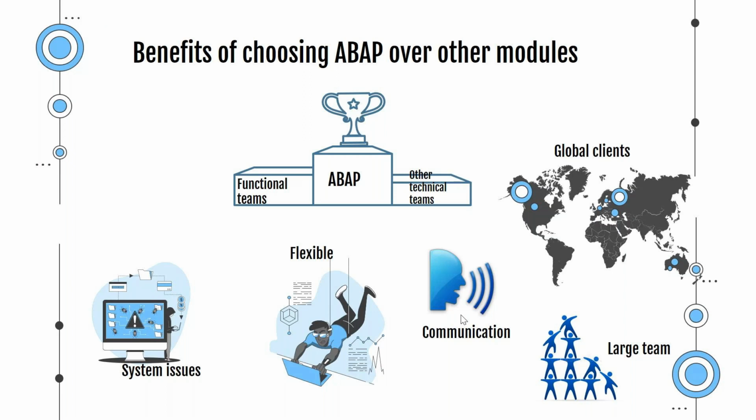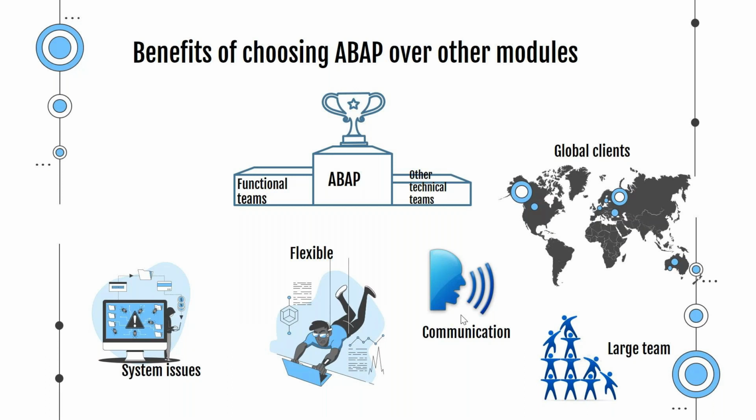Okay, so then we'll see what are all the benefits of choosing ABAP over other modules. First, when you are working for a global client, your users will be working in different time zones. Since as an ABAPer you will never connect with your client, you don't need to extend your work hours to get the requirement from the client or address the issue from your client. Your functional consultants will be working in different kinds of shifts, or extending their work hours in order to get these requirements from your global users.